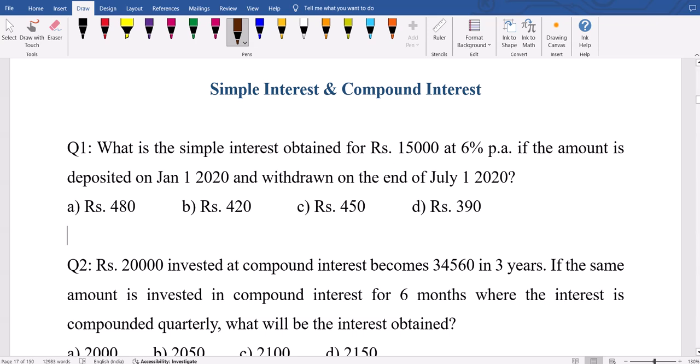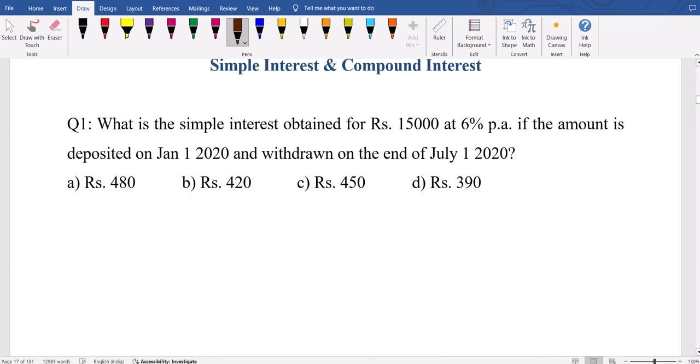Let's see about simple interest and compound interest. Previous questions. Here, see this question. January 1st, 2020 to July 1st, 2020 means the time is half of the year, 6 months only. That's the idea. The rate of interest is 6% per annum, and the time is half of the year. If you know I equals PTR divided by 100, that's also fine.